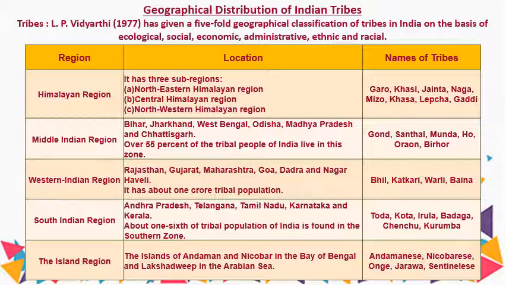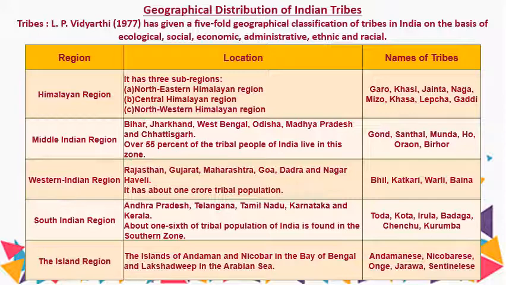Next is the Western Indian region. Tribes are located in Rajasthan, Gujarat, Maharashtra, Goa, Dadra and Nagar Haveli. It has about 1 crore tribal population. The tribes located in this region are Bhil, Katkari, Warli, Baina. Next is the South Indian region. Locations are Andhra Pradesh, Telangana, Tamil Nadu, Karnataka and Kerala. About 1/6 of tribal population of India is found in the southern zone.